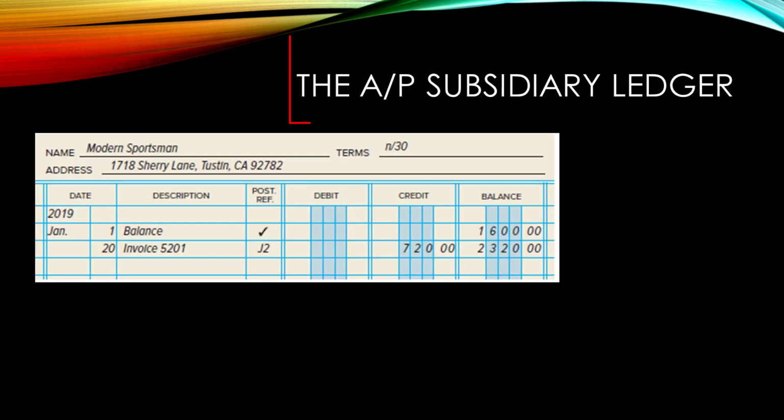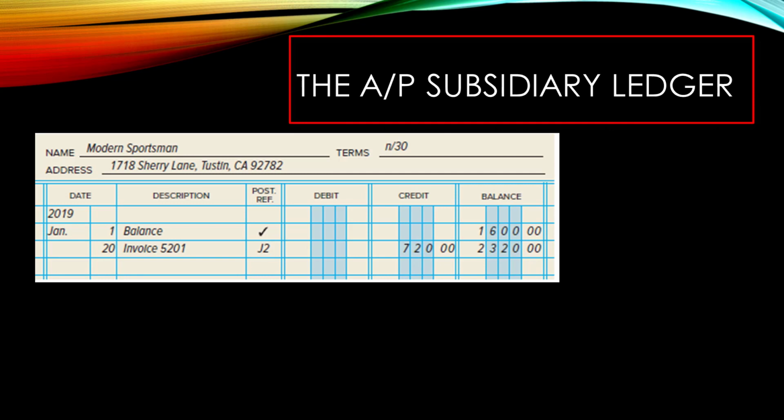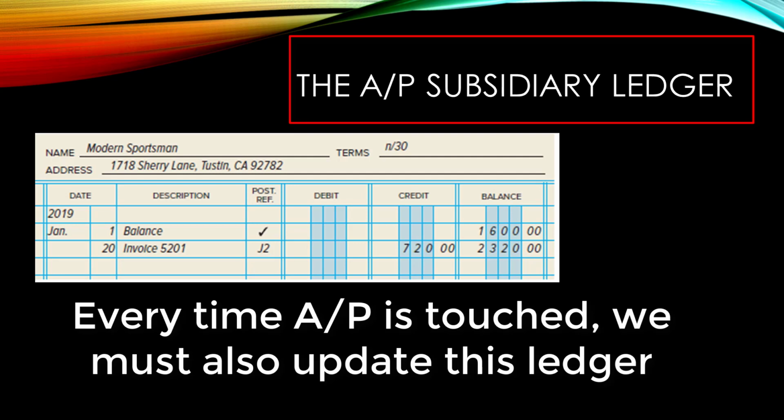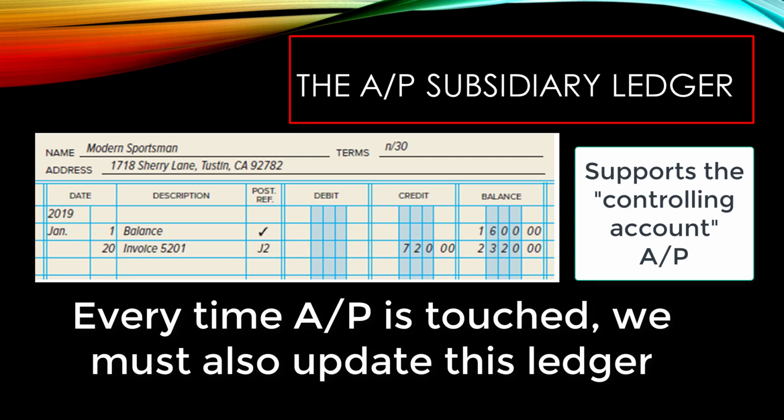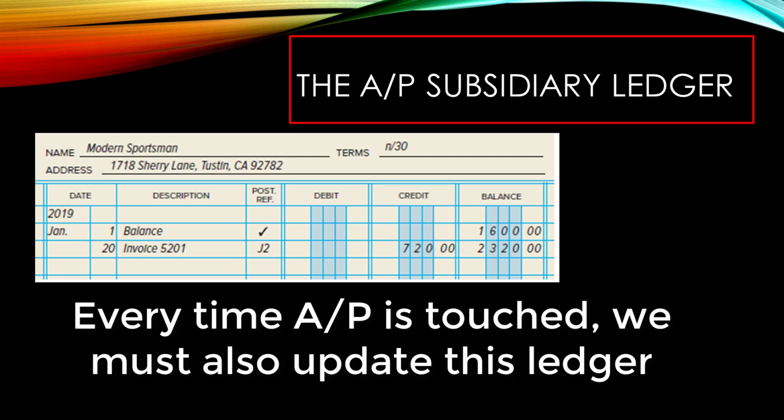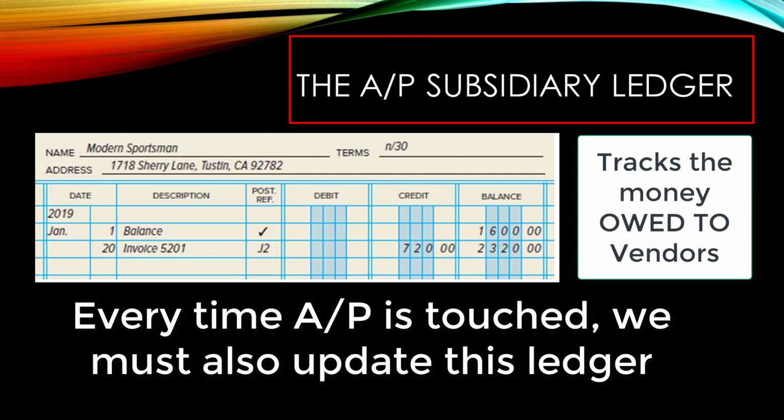Here's a picture of a page from the accounts payable subsidiary ledger. There's that word again, subsidiary, which again is a sophisticated word for the meaning of part. The subsidiary ledger supports the controlling account called accounts payable. We saw this same feature from the other side of the house in the chapter on sales. In this case, we will keep track of all the money that we owe to our vendors. We do this using the accounts payable subsidiary ledger.